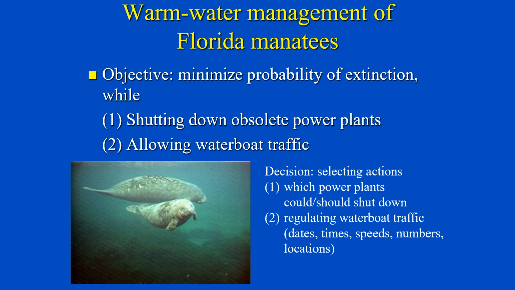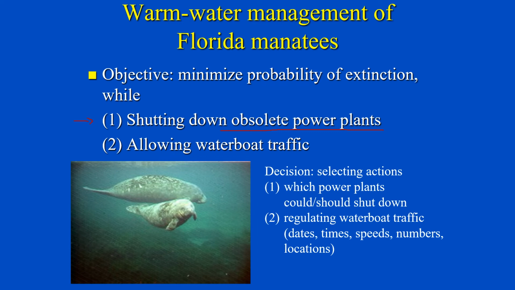Another situation where this is being applied is in warm water management of Florida manatees. And basically here, we're just trying to keep these things from going extinct. And there's actually two kind of interesting things going on here. One is manatees love the warm water that comes out of these obsolete power plants along the coast of the Gulf of Florida. They prefer warm water in the winter, and these plants produce a lot of that, and so they really love going in and hanging out around those, but at the same time we'd love to shut those plants down.